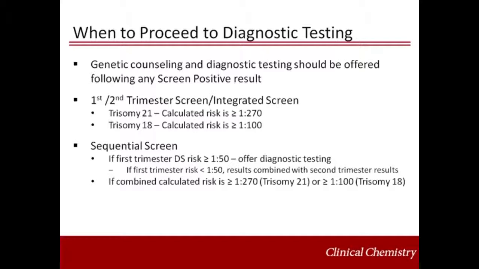For the first, second, and integrated screens, a screen-positive result for trisomy 21 is a calculated risk of greater than or equal to 1 in 270, the same as the age-based risk of a 35-year-old woman. For trisomy 18, the threshold for offering diagnostic testing is a calculated risk of 1 in 100. As mentioned, the sequential screen is slightly different due to the two-stage testing.